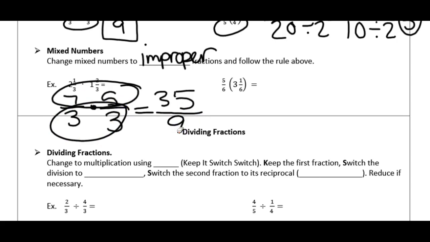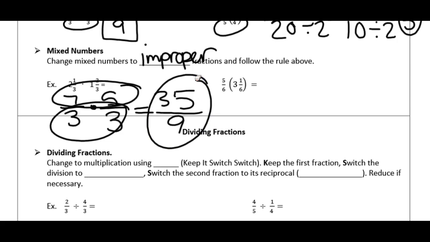And we stop to think, is there any number that will go into both 35 and 9? Well, the only numbers that go into 9 are 3 and 9. 3 does not go into 35, and 9 does not go into 35, so we are done. We do not have to write it as a mixed number. We can leave it as improper.